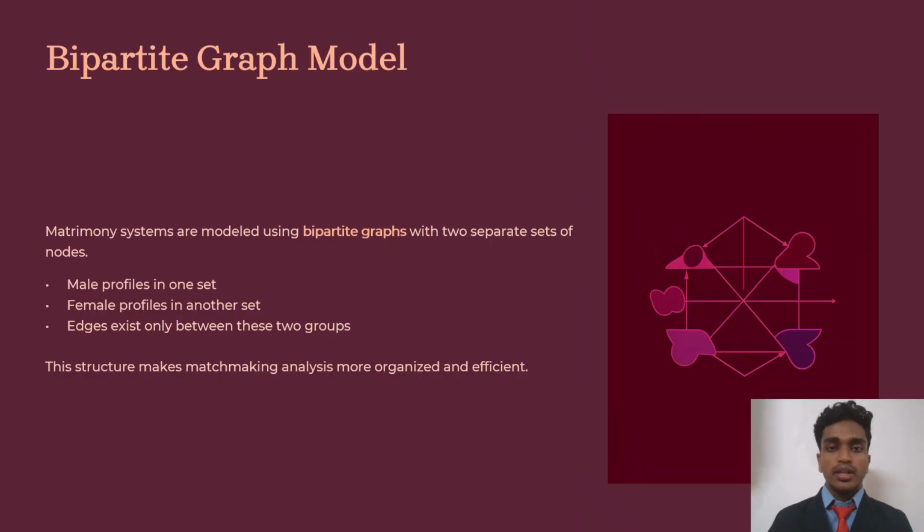A bipartite graph is a type of graph where the vertices are divided into two separate groups, and edges exist only between the two groups. In matrimony applications, one group represents male profiles and the other group represents female profiles. Connections are created between only these two groups. This structure simplifies the matchmaking process because it organizes the profiles into two clearly defined sets, making compatibility analysis more efficient.